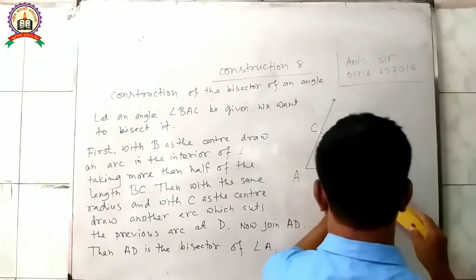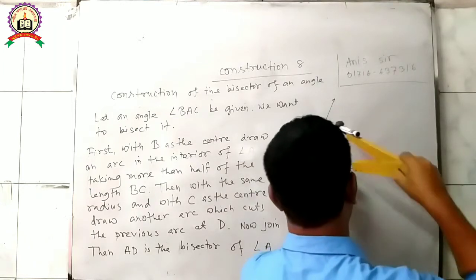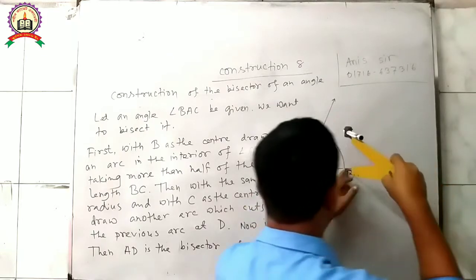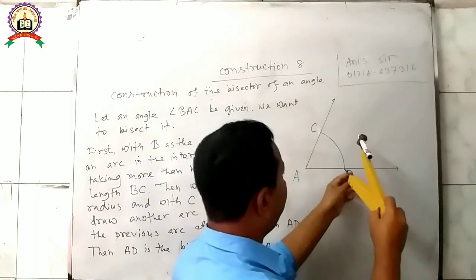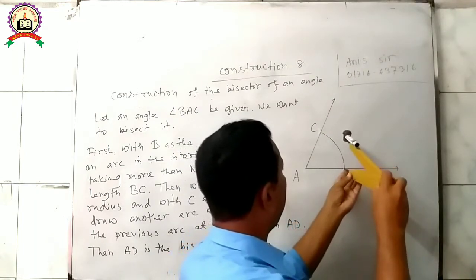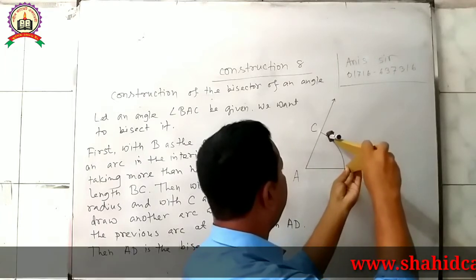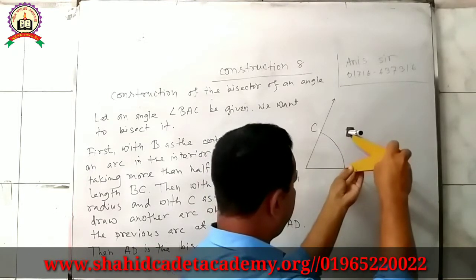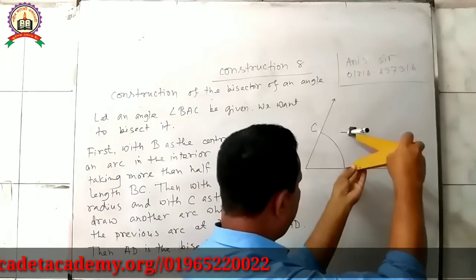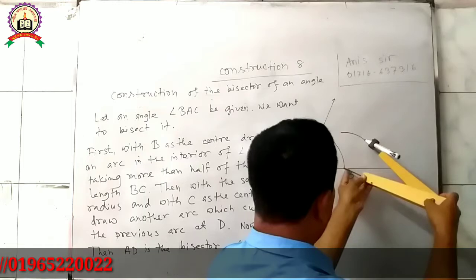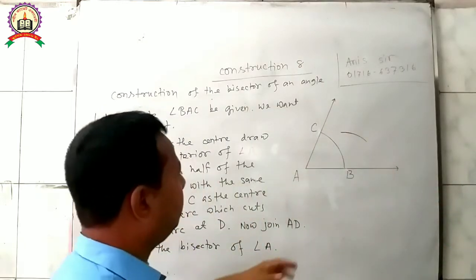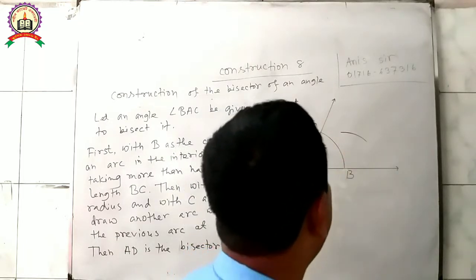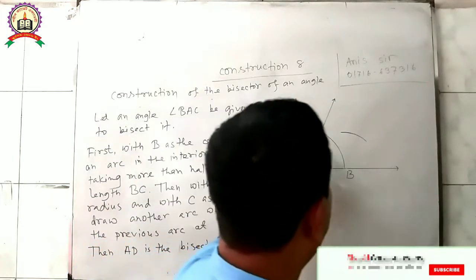Taking more than half of the length BC. Now B as center and taking more than half of the length BC, draw an arc in the interior of angle A. Now draw an arc with B as center, taking more than half of the length BC.